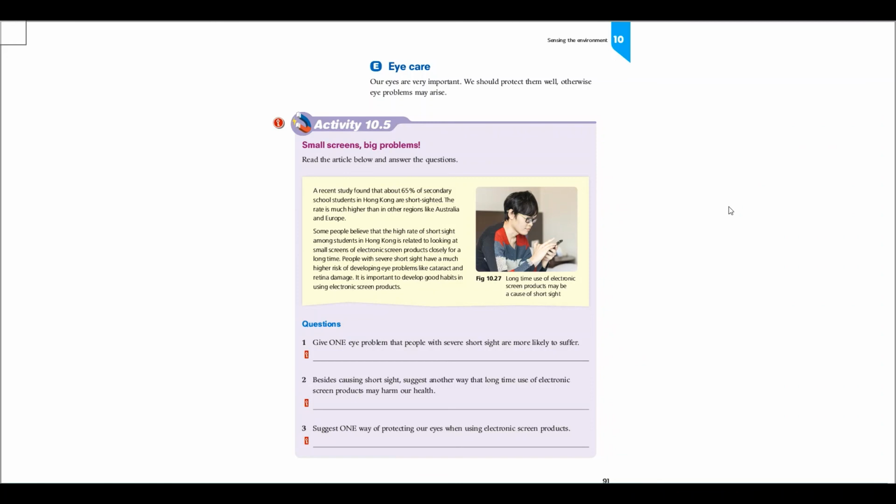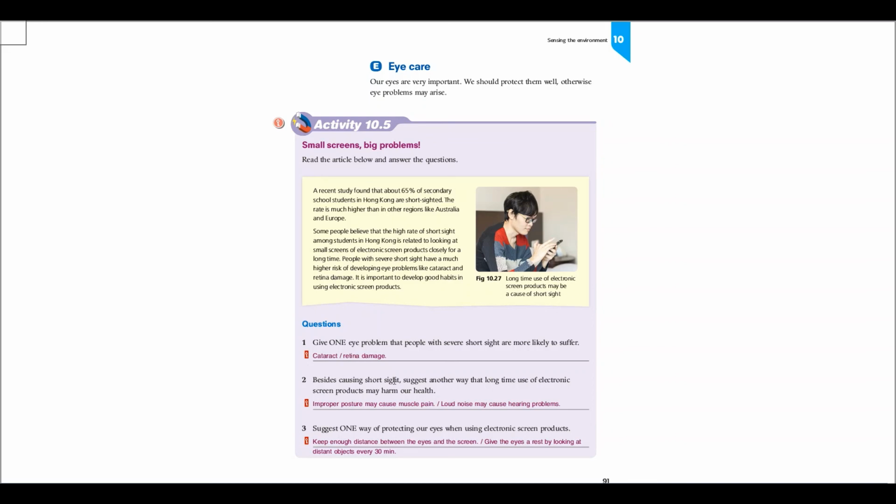So about your sight will be how to take good care of your eyes. In activity 10.5, just a comprehension, you can read the paragraph and try to do the questions. I'm going through this very quickly. So one eye problem listed here: short sight might have a much higher risk of developing eye problems like cataract or retina damage.